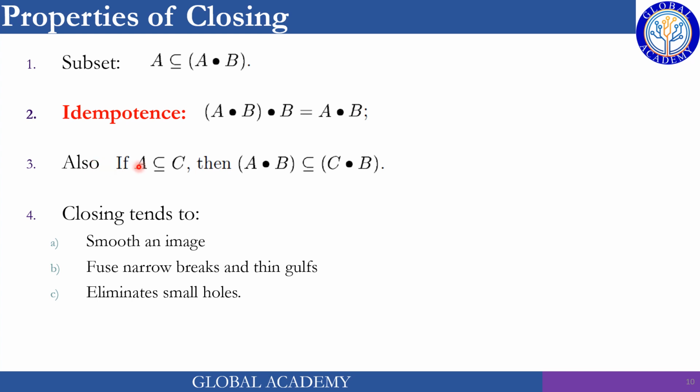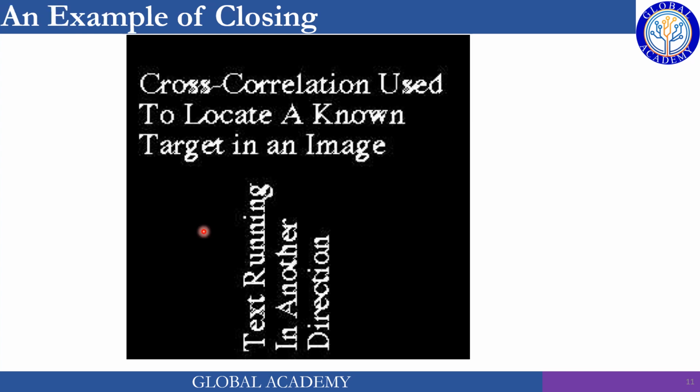And the same property: if A is a subset of C, then A closing B is a subset of C closing B. So once again, closing also tends to smooth an image, fuse narrow breaks and thin gulfs, and eliminate small holes. By the way, the word hole is an area, a blank region, and purely depends on the foreground and the background. So an example of closing: just a scanned text which is in fact inverted, or taken as a negative.